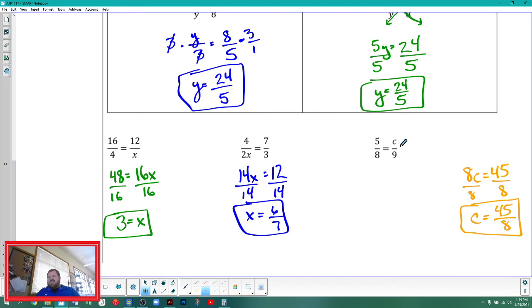And that C is on the top, so I can just multiply both sides by 9. 9 times 5 is 45. That goes over 8, and that equals C. I'd be done right then. I'm going to leave it to you to decide which way you'd like to do those types of problems, but I'm just trying to let you see that you don't always have to use butterfly math. Okay.